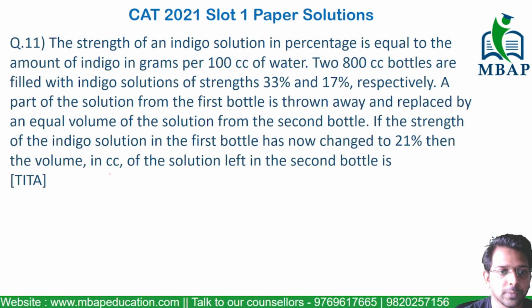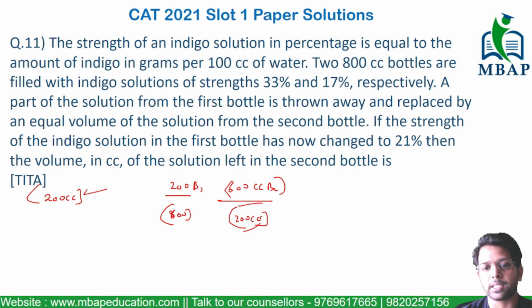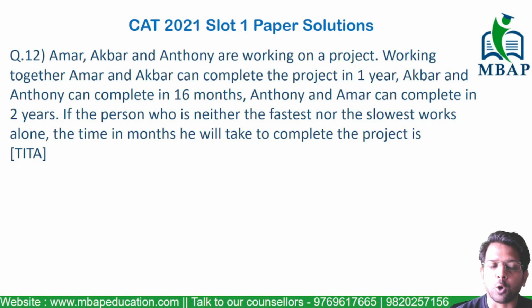And the answer for this question, the volume in cc of the solution left in the second bottle, will be as simple as 200 cc, because 200 cc has been taken from bottle 1 and 600 cc has been taken from bottle 2. Now what is left? In bottle 1, 600 cc is left, and in bottle 2 only 200 cc is left, and hence the answer for bottle B is 200 cc. Moving on to the next question.